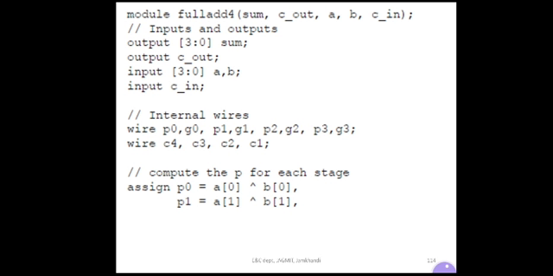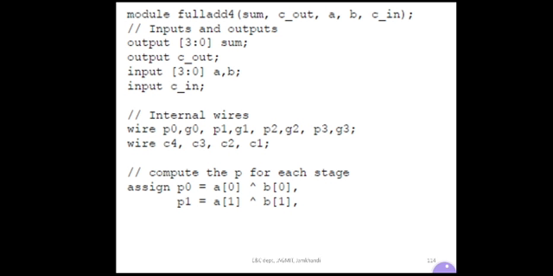Now we have internal wires. Observe the block diagram again. We have wires there, and you have to declare the wires here. Wires are P0 G0, P1 G1, P2 G2 and P3 G3 along with C4, C3, C2 and C1. These are the internal wires that are required.